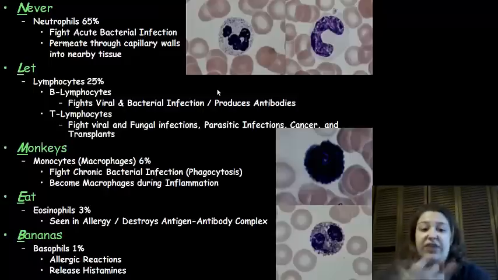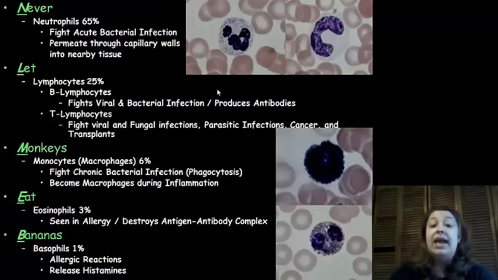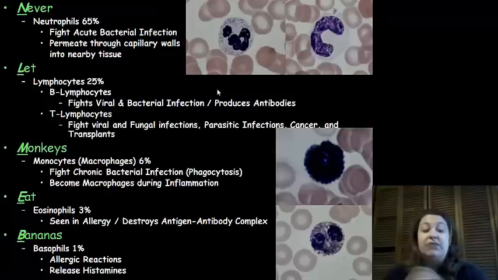Monocytes, or macrophages, fight chronic bacterial infections. Remember, macrophages use that phagocytosis to eat and engulf those bacteria that they find. Eosinophils play a role in allergies and destroying antigens. And basophils are seen in allergic reactions. They release histamines, causing your blood vessels to dilate and cause more mucus to be formed, which causes an allergic reaction.